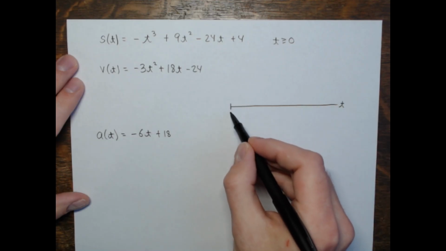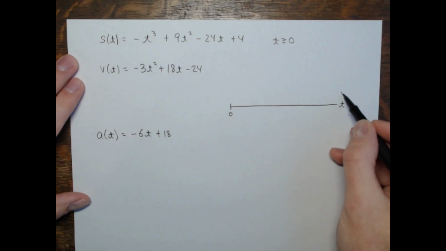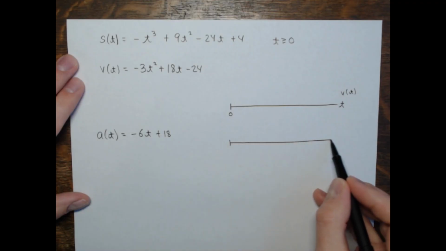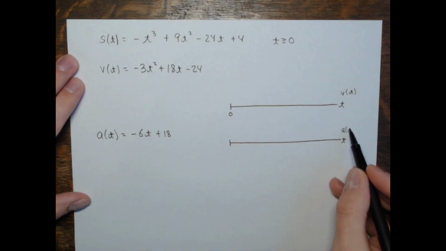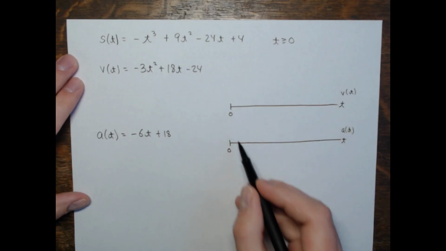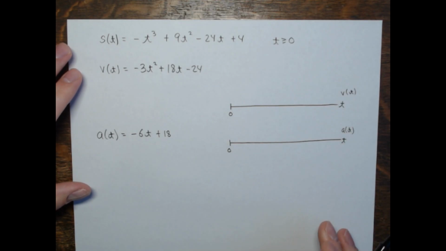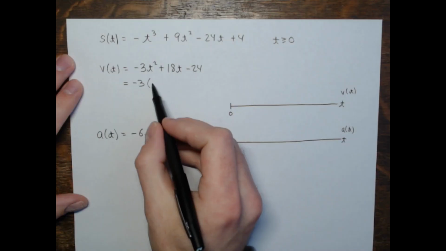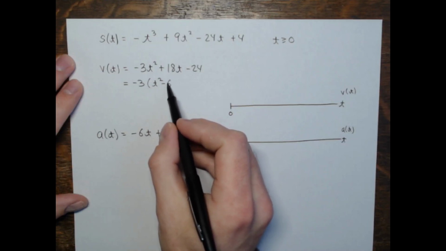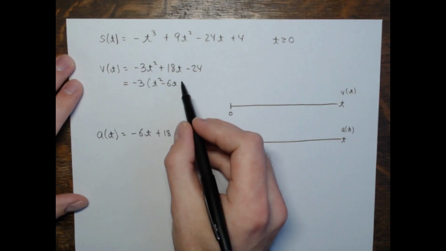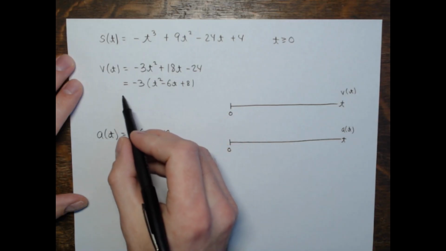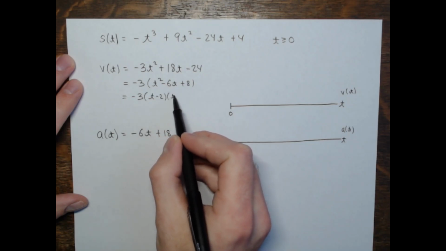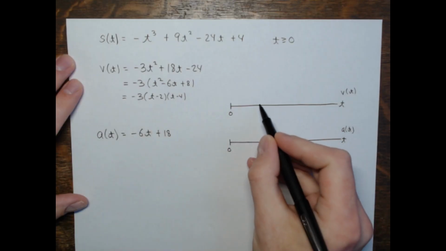I'll make my two timelines again. So again, one timeline starting at 0, right, for the velocity. And then directly beneath that, another timeline, right, for the acceleration. Again, starting at 0, just trying to line things up nicely. This factors nicely, right? This is negative 3 times t squared minus 6t plus 8. So this is negative 3 times t minus 2 times t minus 4. So 2 and 4 seconds.